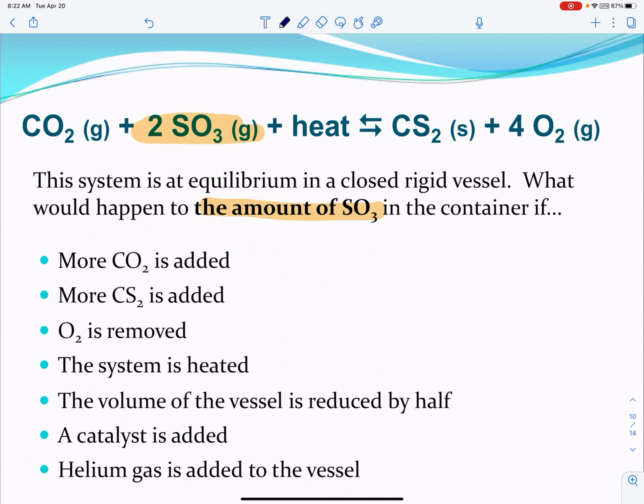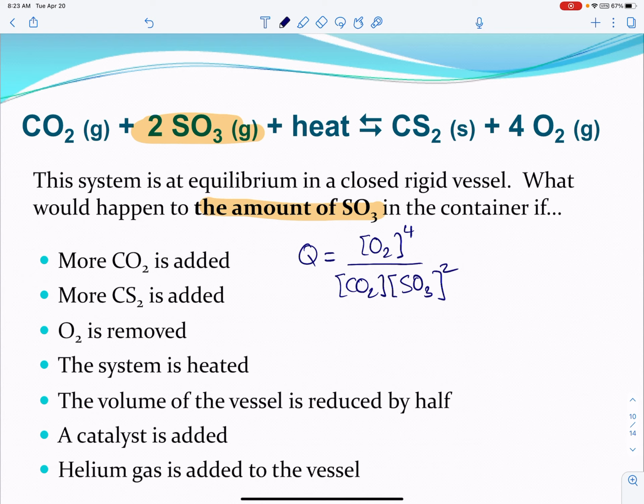Okay, so let's do that. The reaction quotient, Q, pause the video and see if you can write that expression for Q. Remember that liquids and solids are left out of the expression. So we'll get the concentration of the oxygen, the product on the right, to the power of 4 divided by the concentration of carbon dioxide times the concentration of SO3 squared. There's the expression for the reaction quotient.